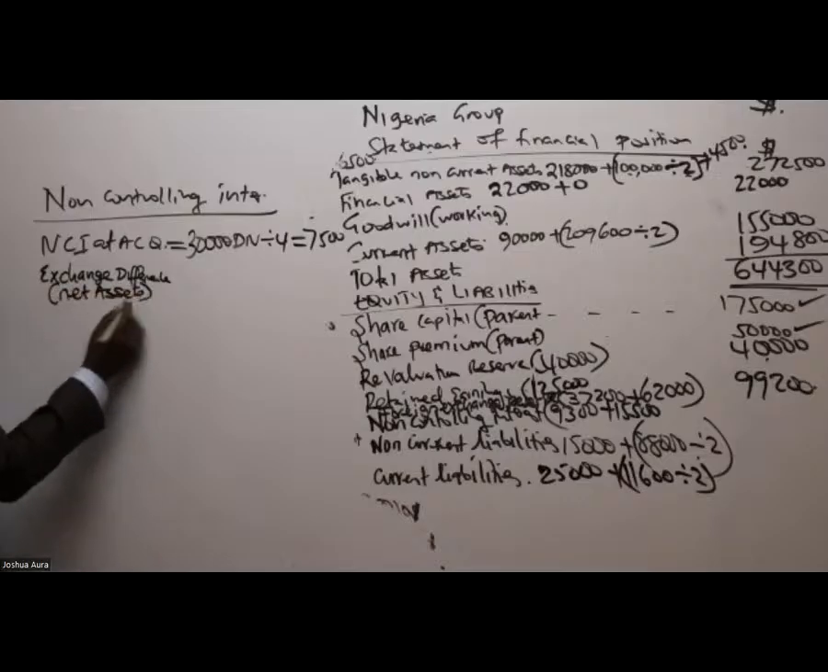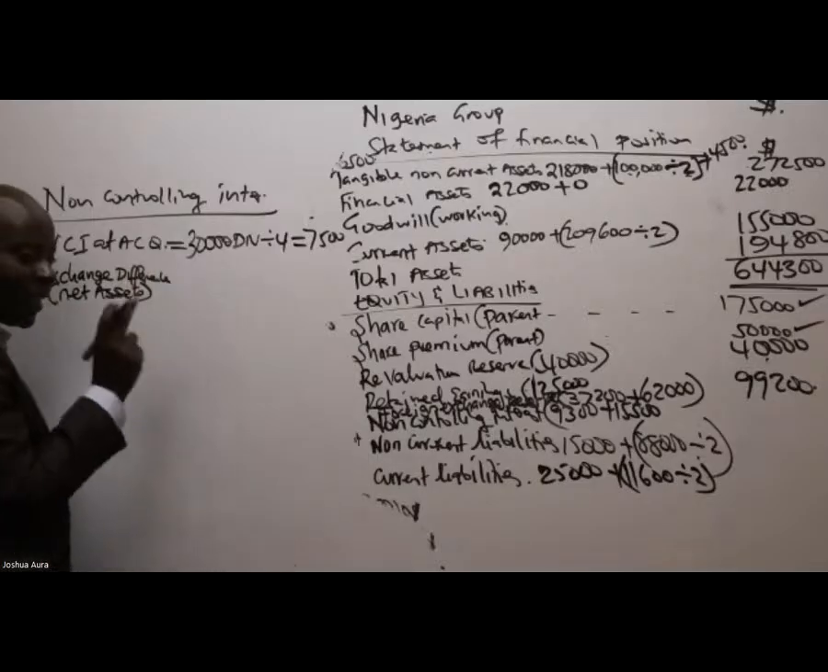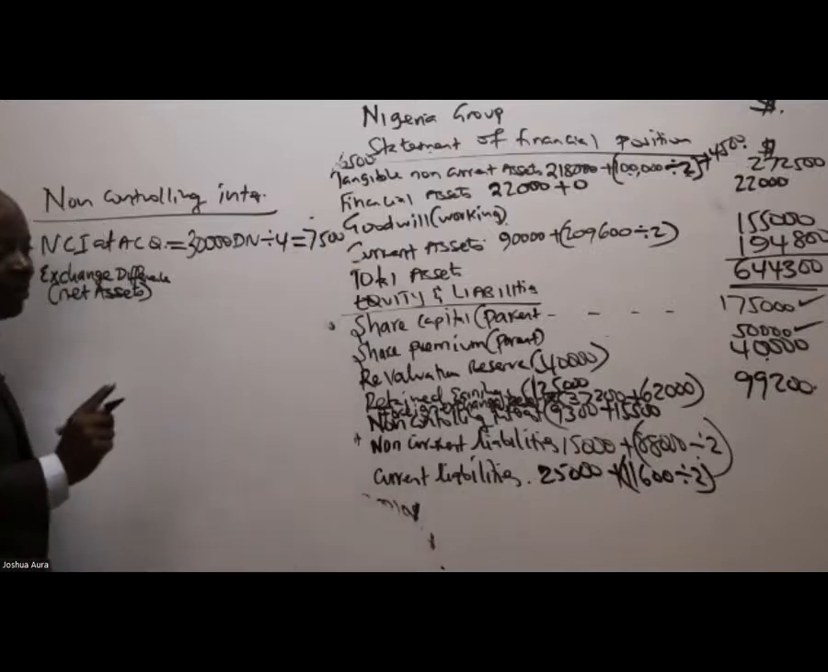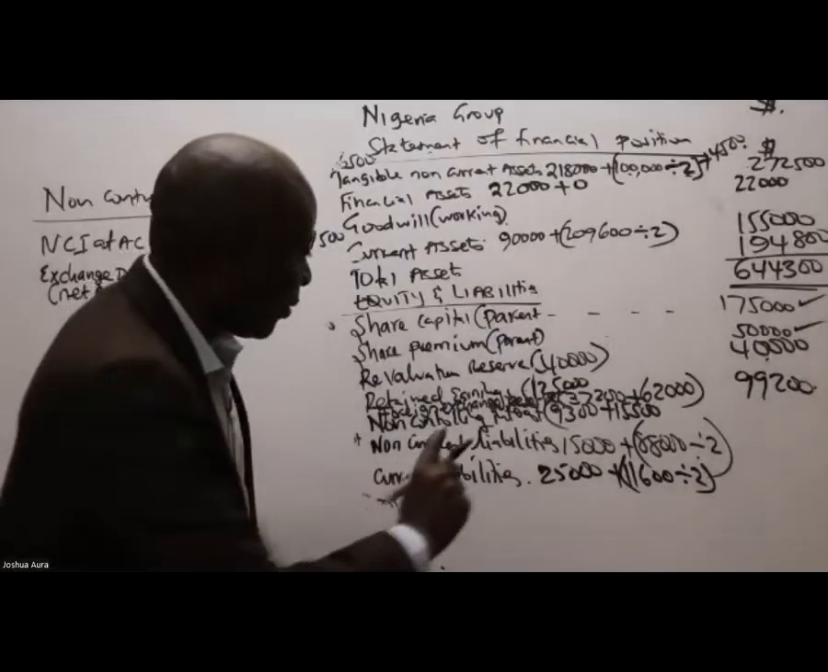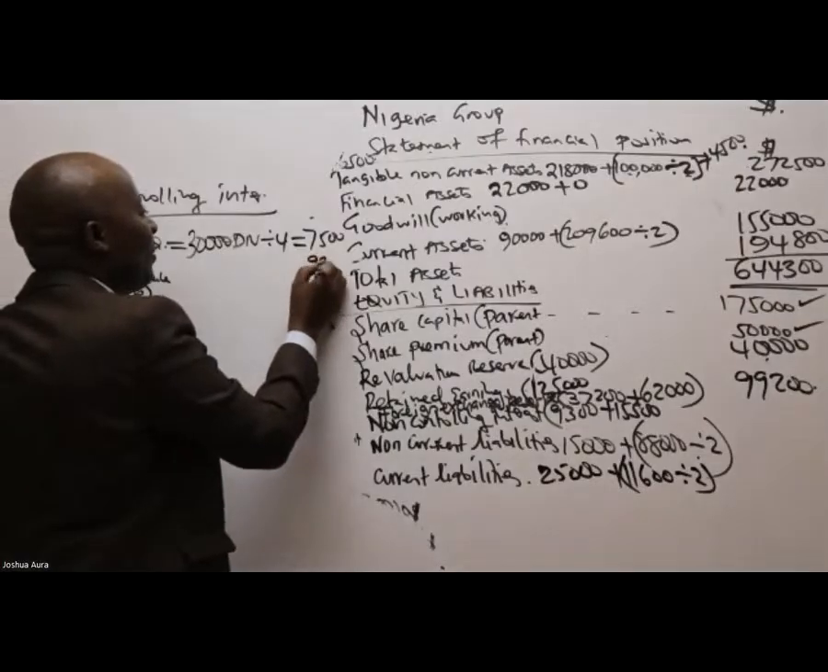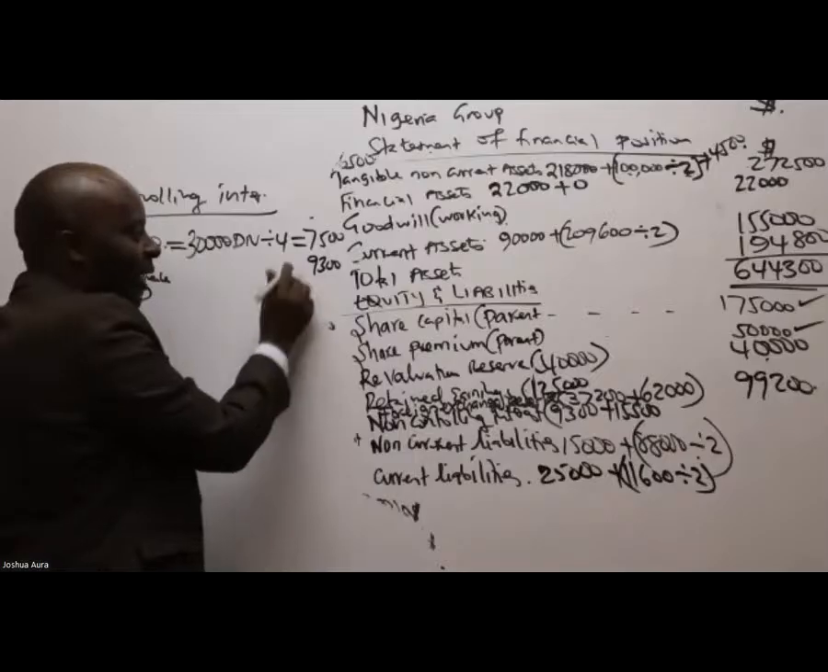Is there somebody who can remember what we gave these guys? When we had the group exchange difference, we apportioned it to the parent and the NCI. We gave them 9,300. And remember, this 9,300 is already translated. These are dollars now.